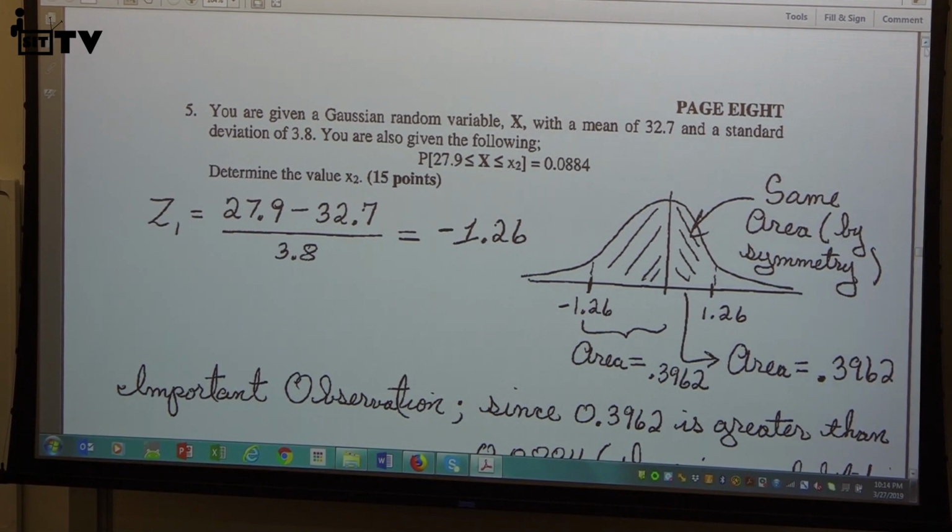Thank you. Matt, would you give us a question where the lower bound is on the left side and the upper bound is on the right side of z equals 0?